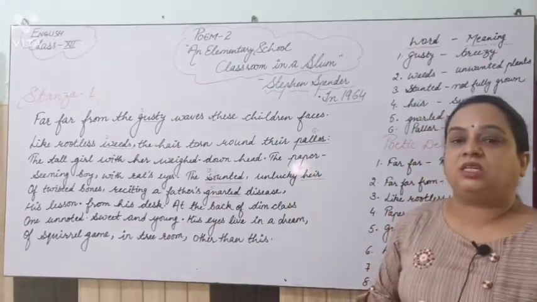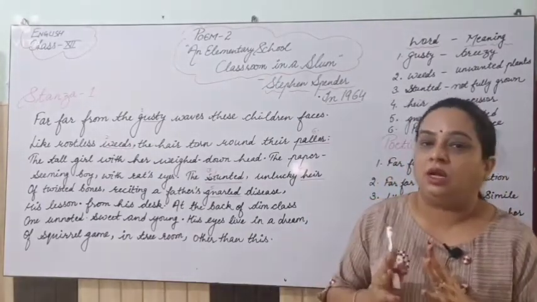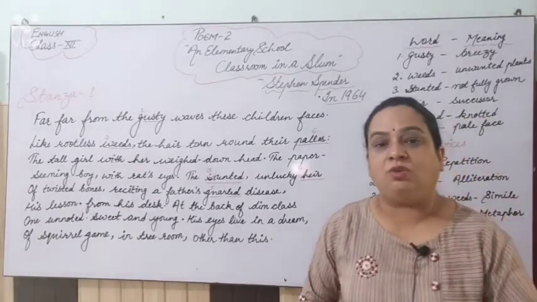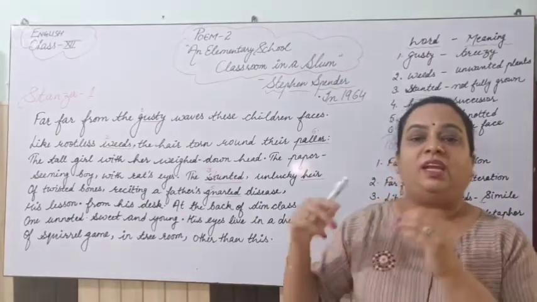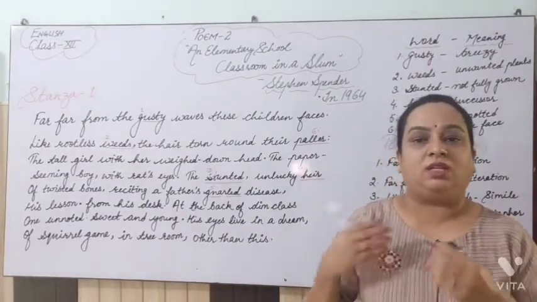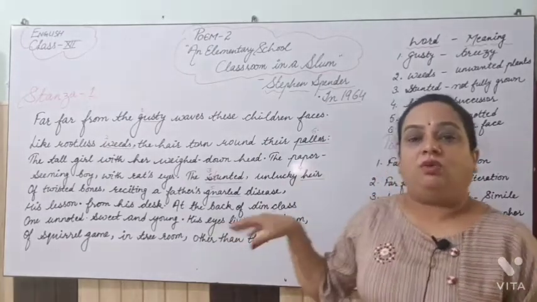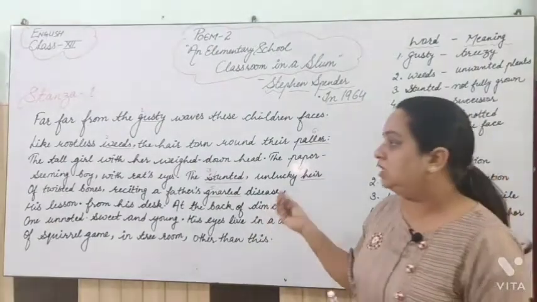So very first he is describing a tall girl who has weighed down her head, right. Why has she weighed down her head? Because she is burdened with poverty. She is feeling ashamed that such a tall girl is sitting in that classroom. She is actually fed up of all this system.